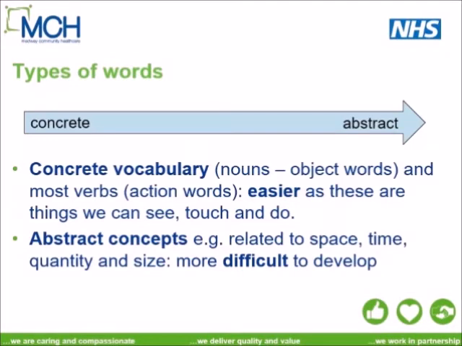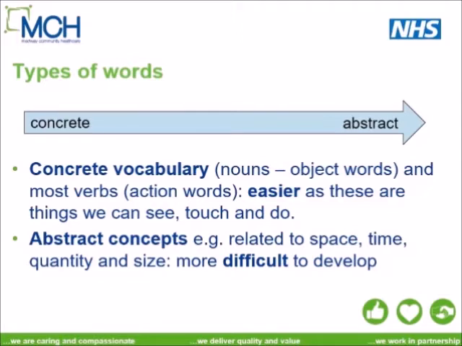A child will find it easier to learn words which are concrete. So words that are action words or object words, things that we can see, touch and do, are easier to learn. It's more difficult to learn abstract concepts, such as words related to space, time, quantity and size. It's more difficult to learn words such as in front, behind, yesterday, tomorrow, many, few, large, small.